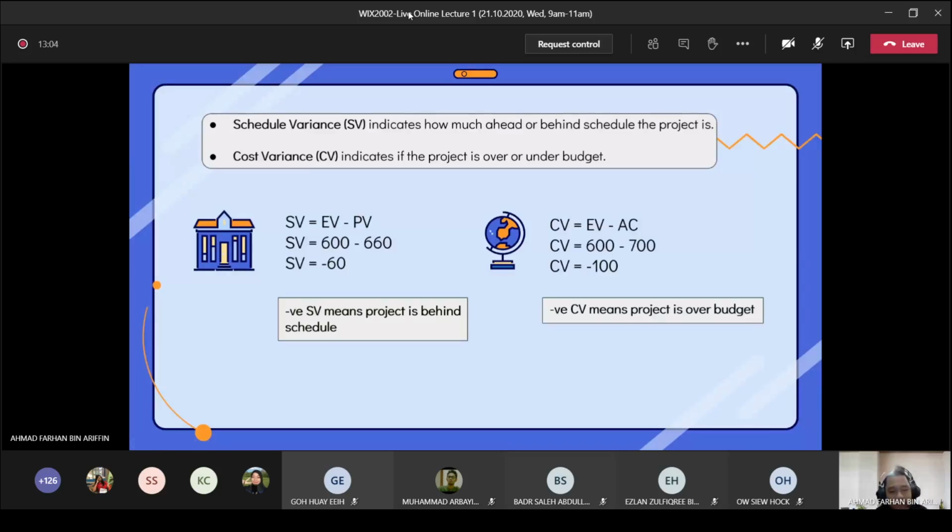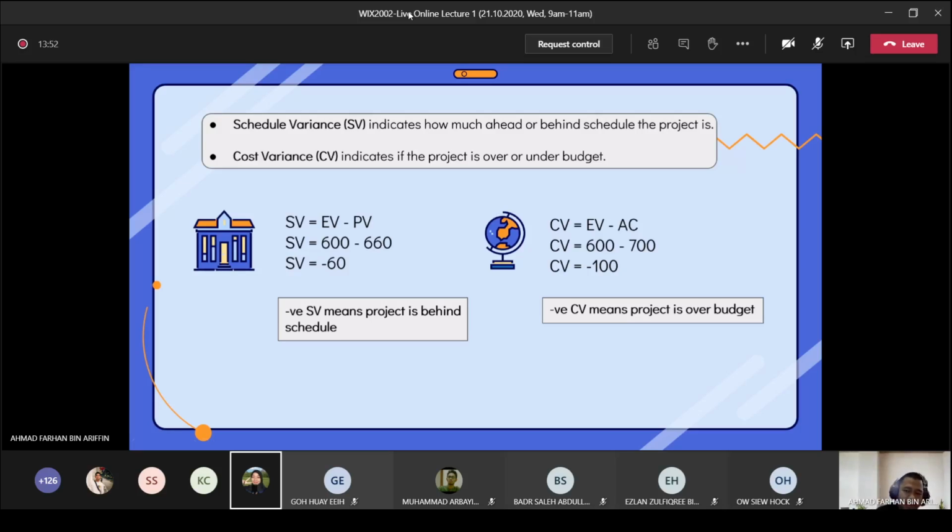Next, we calculate the SV and CV. SV, or schedule variance, indicates how much ahead or behind schedule the project is, and cost variance, CV, indicates if the project is over or under budget. To find SV, we use EV minus PV: 600 minus 660 gives negative 60. Negative SV means the project is behind schedule. To calculate CV, we use EV minus AC: 600 minus 700 is negative 100. Negative CV means the project is over budget.